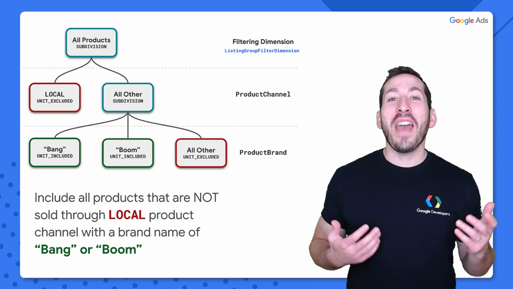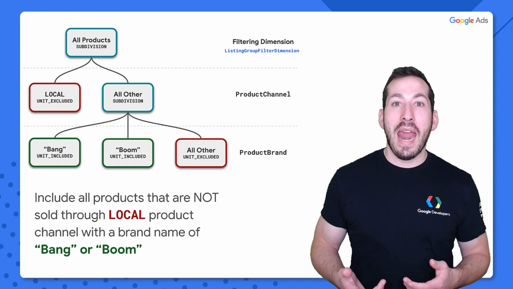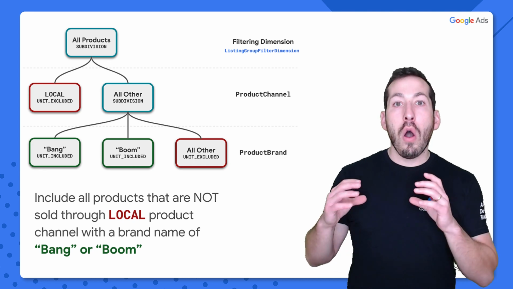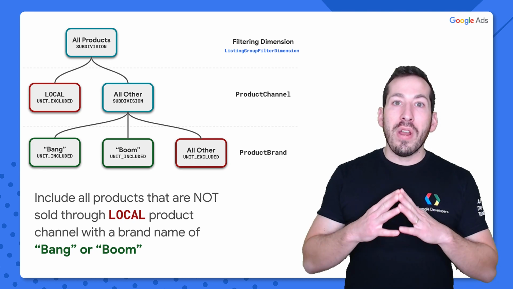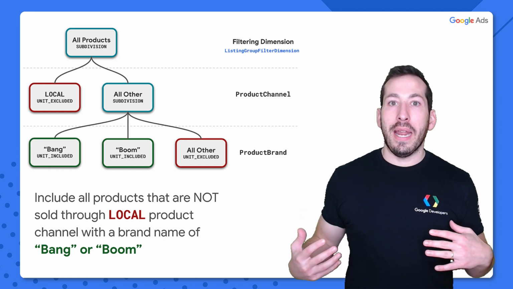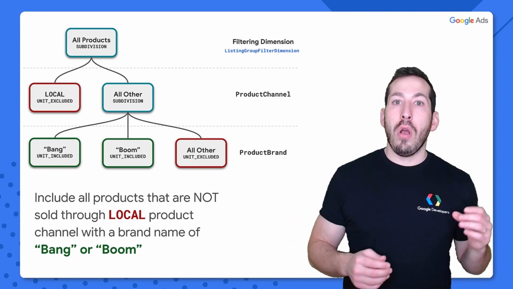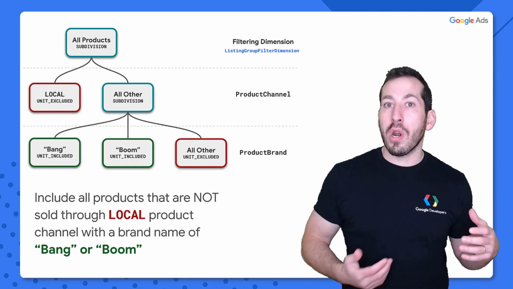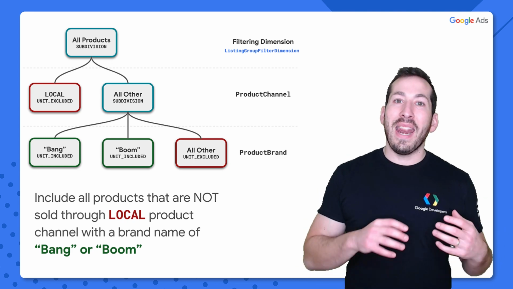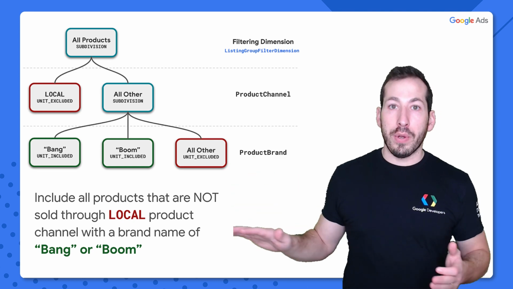As you can see here, we've added another filtering dimension, and now we're taking that all other products node from the second level, and we're then breaking that out based on product brand. And here we're saying products with the brand Bang or Boom are unit included nodes, so we want to include those nodes. And then everything else, that all other node, we want to exclude that.